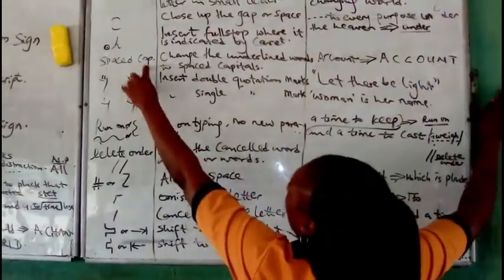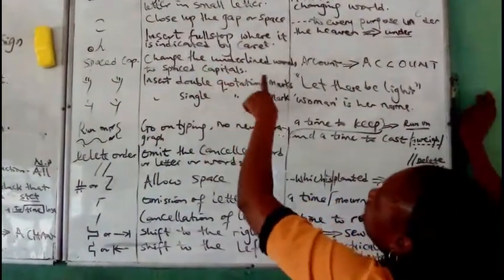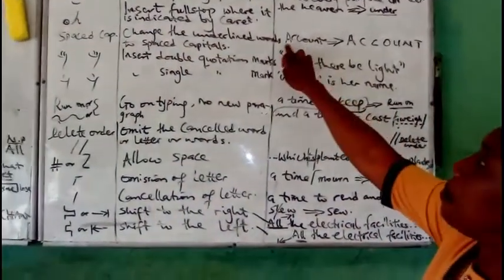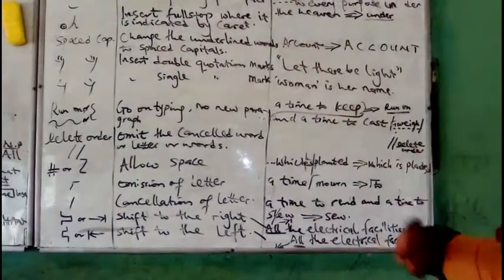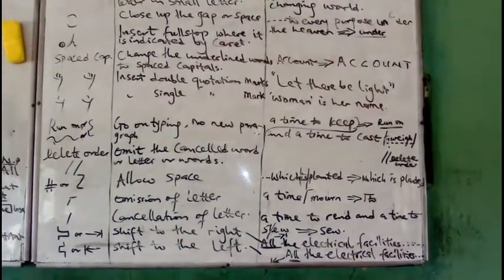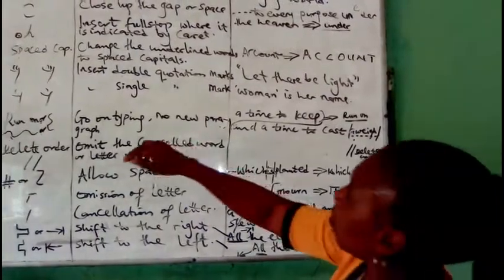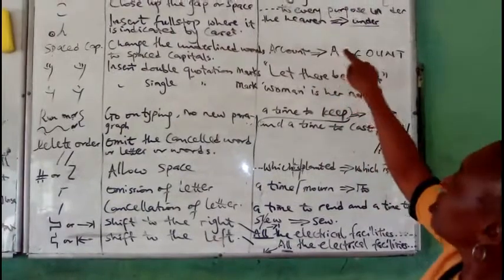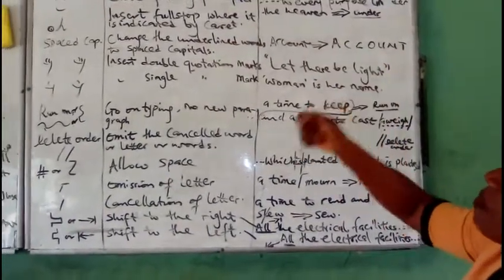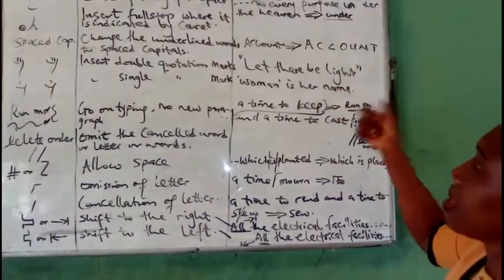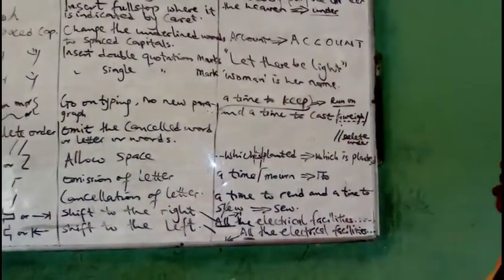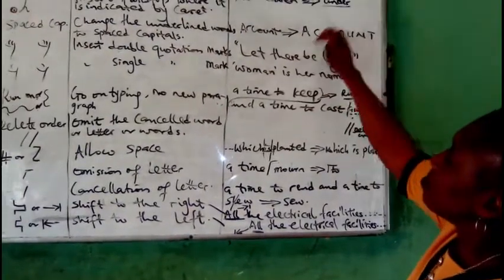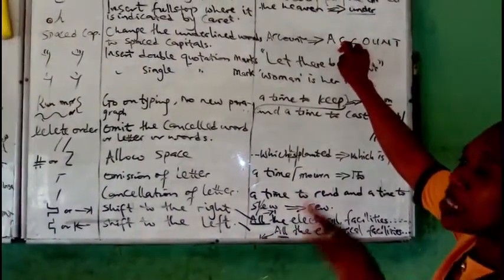Then here, space cap. Change the underlined word to space capitals. For example, I may write "account" and underline it in a sentence. Then I will come on top of it and write space cap. Space cap means change it with the number of buttons. As we press Q, it moves. We press the first one, press the second one, space key.